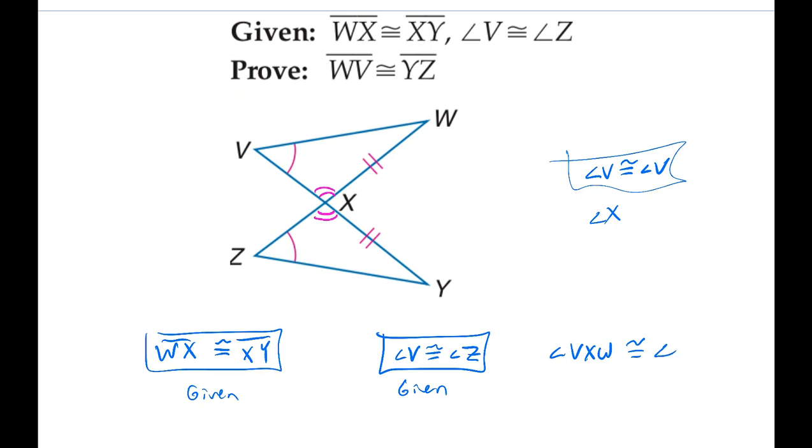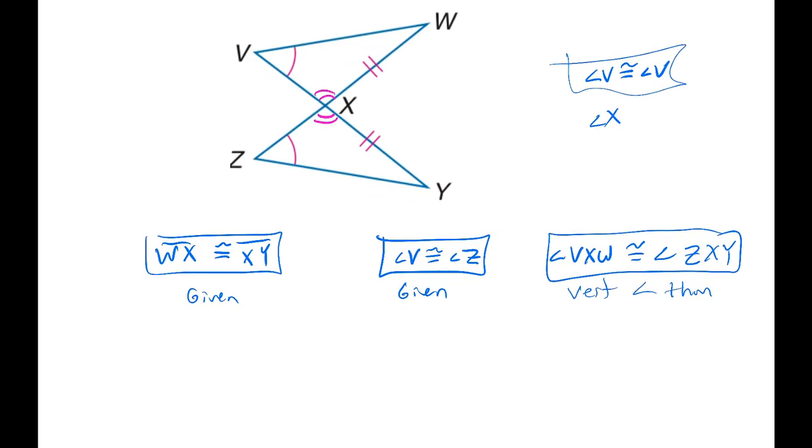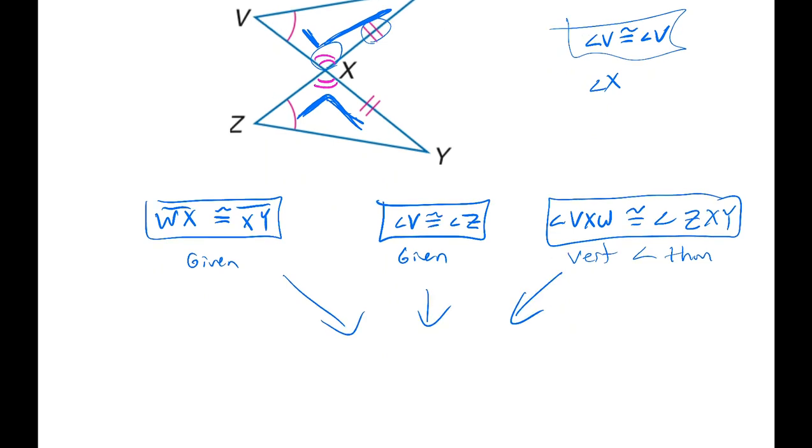Okay, and so angle VXW is the same as angle ZXY, and that's by the vertical angle theorem. With those 3 facts combined, we have 2 angles and a non-included side. Notice the 2 dash is next to the 2 arc, so it's in the right order. So with these combined, the triangles are congruent by AAS triangle congruence.